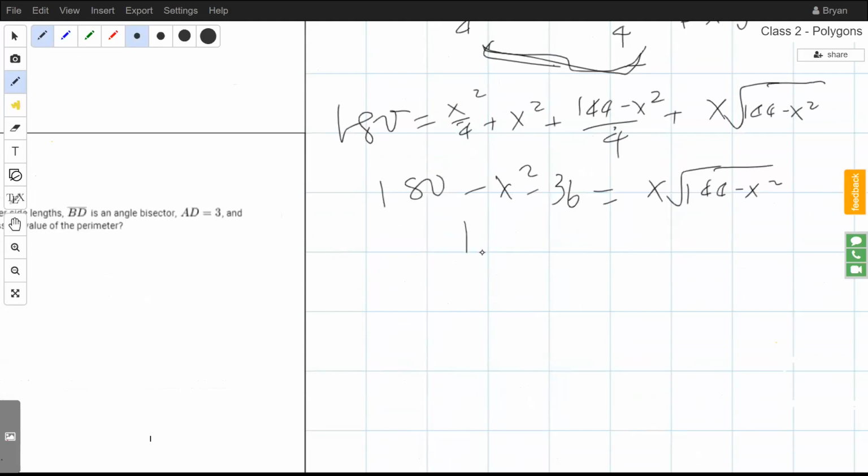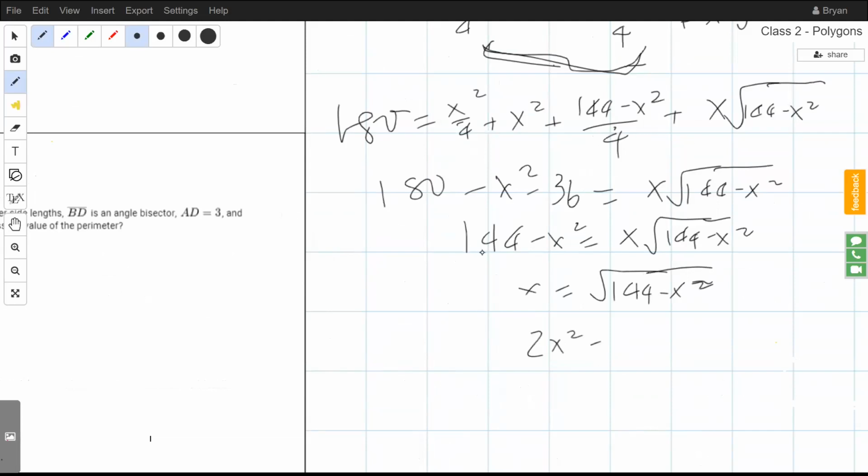Just going back to here though, we have 144 minus x squared plus x times the square root of 144 minus x squared. And this obviously means that x is going to be equal to the square root of 144 minus x squared. So after squaring, you're going to have 2x squared equals 144. So then x is going to be the square root of 72. That's equal to 6 root 2.